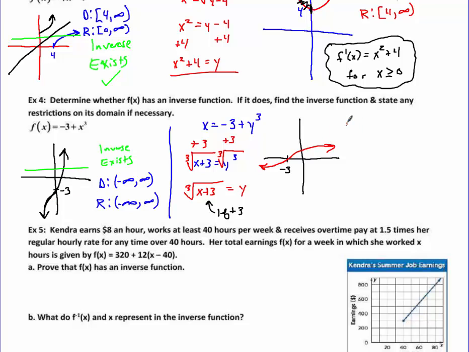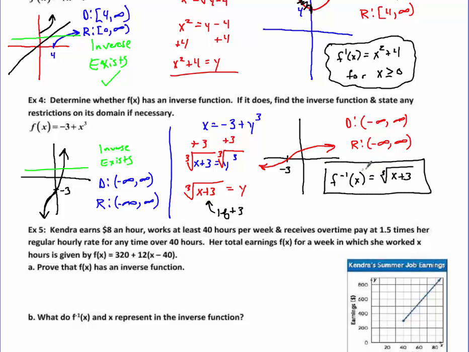So what's the domain of this? Well, without even looking at the graph, we can just look at our original function and know that it's negative infinity to infinity, and our range is negative infinity to infinity also, and our graph just confirms that for us. So we say for our inverse function, f inverse of x equals the cube root of x plus 3. And there are no restrictions on the domain because the domain is negative infinity to positive infinity.